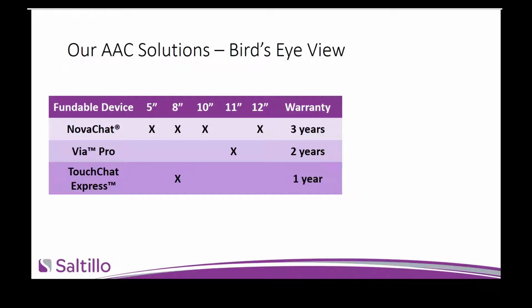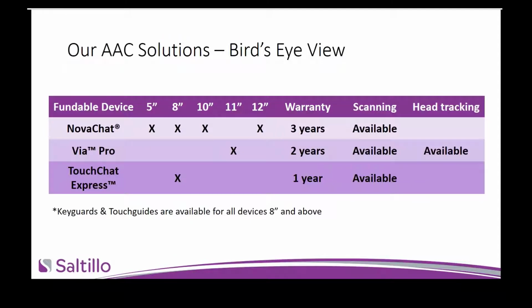As far as warranty goes, you can see that there's a difference. Our NovaChat line comes in at a 3-year warranty, the Via Pro at 2 years, and our TouchChat Express at 1 year. We have different alternative access options for all of our device lines. Each one offers the assistance for 1 to 2 switch scanning, and our head tracking access is available exclusively on our Via Pro device. If you have somebody who's directly touching the screen, we also offer key guards and touch guides for all of our devices that are 8 inches or above.